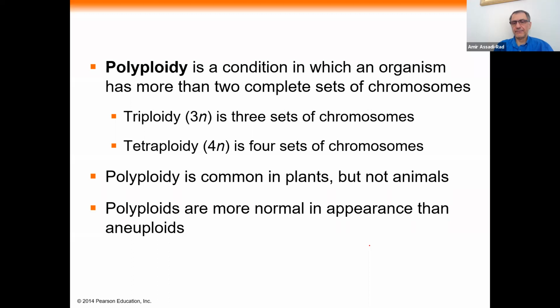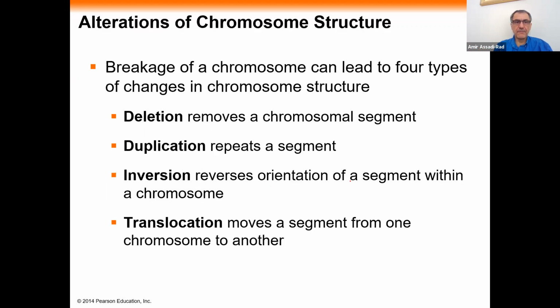Okay, and pretty soon, a few generations later, the cells are full of chromosomes, and that cannot happen. So you must reduce the number of chromosomes if you want to have sexual reproduction. As I said, polyploidy is common in plants but not in animals. Polyploidy is more common in plants in appearance.